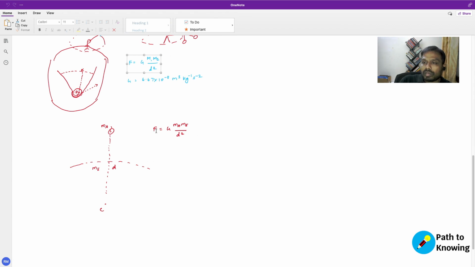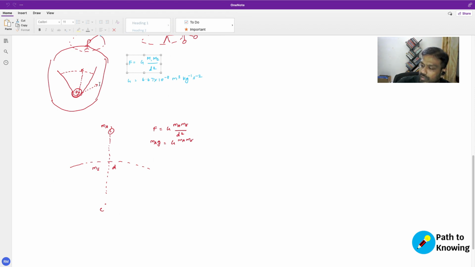Now, how do we quantify this? How do we expand this force? So we know that per Newton's second law, force is mass times the acceleration of that object. So if you take this object as mass MA, the force experienced by the apple is MA times the acceleration experienced by it. That's what we're trying to calculate. But let's call it small g for now, right? That is equal to capital G times, right? So the small g is what we're calling the acceleration experienced by the apple towards the Earth, and the capital G is the universal law of gravitation constant. So MA times g equals G times MA times ME over D square.